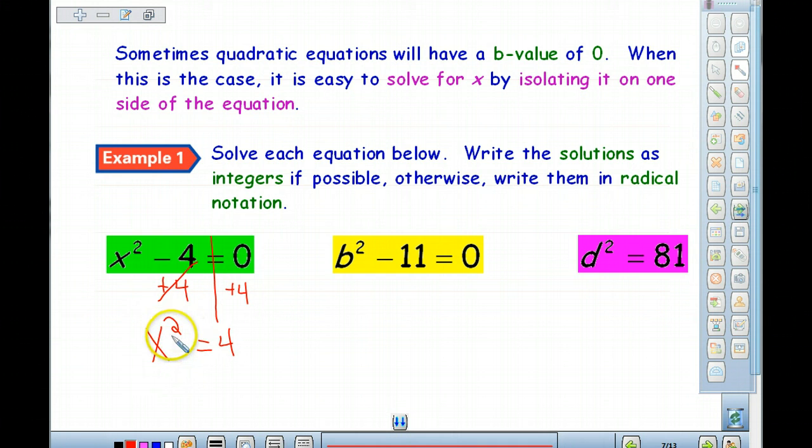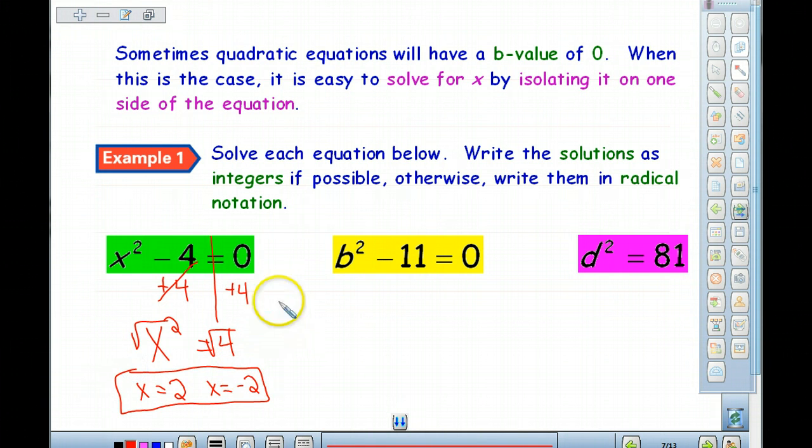In order to get x by itself, we have to take the square root of both sides. So I'm going to take the square root here and the square root here, and I'm going to get x. Now here's the kicker. This is saying what squared gives me 4. Remember, if x equals 2, I get 4, but also, if x equals negative 2, I also get 4. So that's where we get 2 answers there.